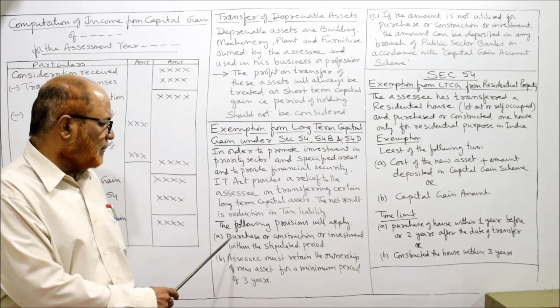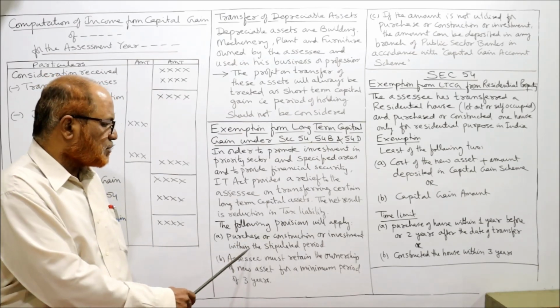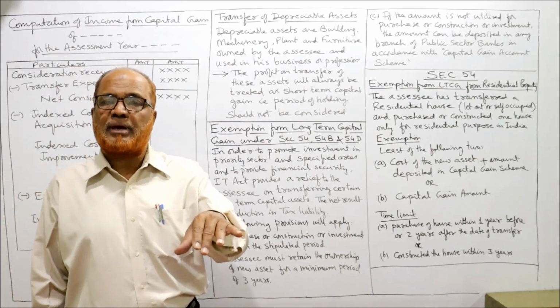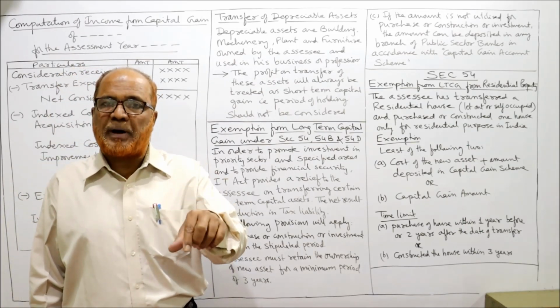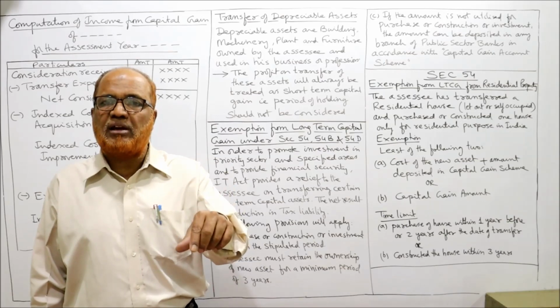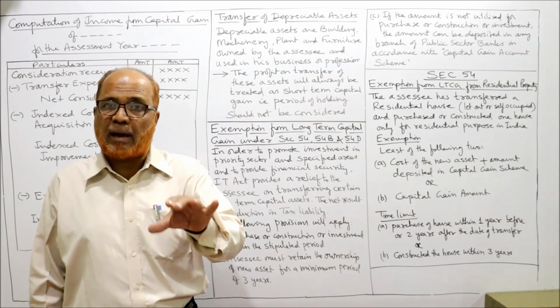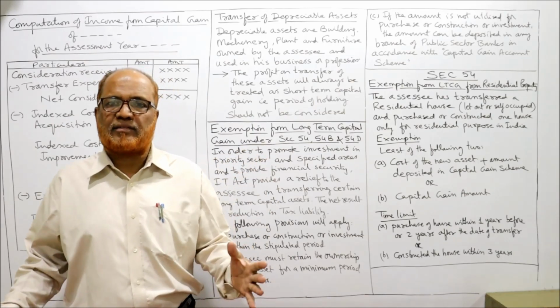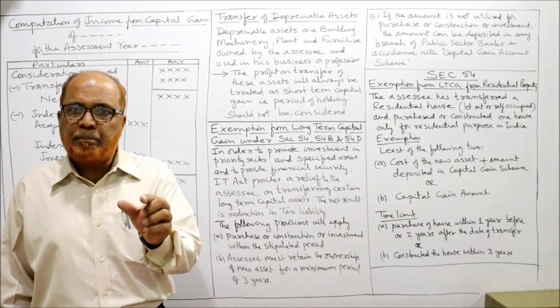Here the provisions are given. Purchase or construction or investment within the stipulated period. So if a person is having income from capital gain, then he has to purchase, construct or invest his capital gain within a stipulated period. Not always, only for a stipulated period.